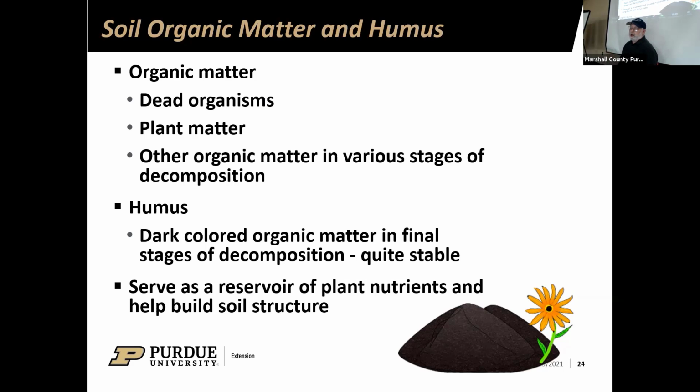fully decomposed. What happens when we overwork our soils and aerate them too much and destroy soil structure is that we'll still have organic matter, but it's not going to be a high percent of active organic matter that encourages microorganisms and soil health. So humus is that dark colored organic matter in final stages of decomposing, and it's quite stable, serves as a reservoir of plant nutrients and helps build soil structure.